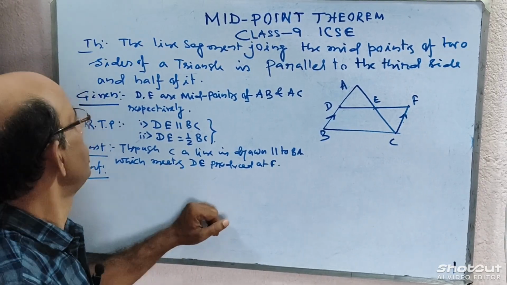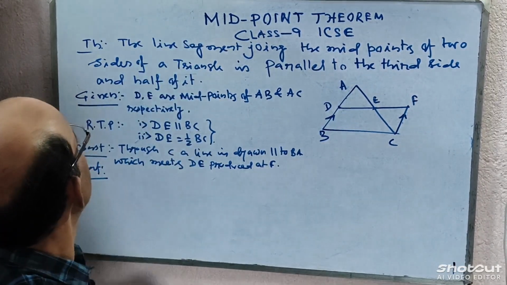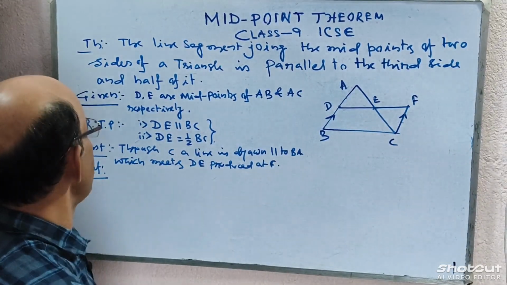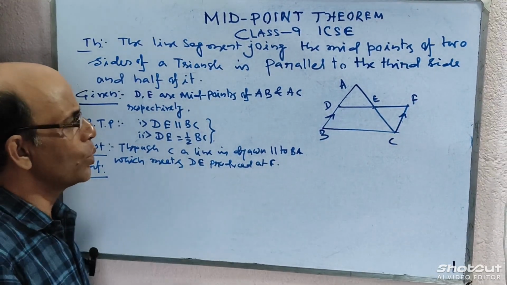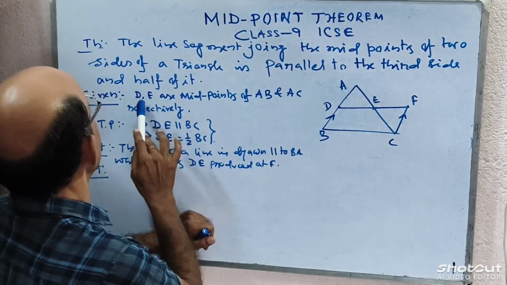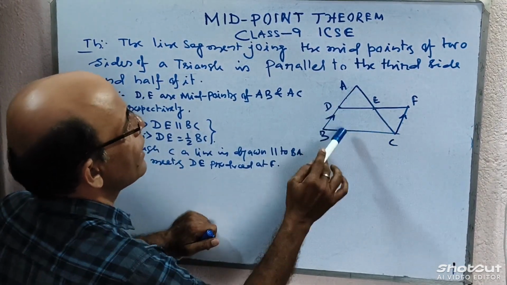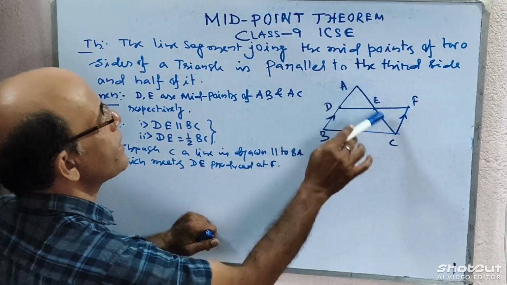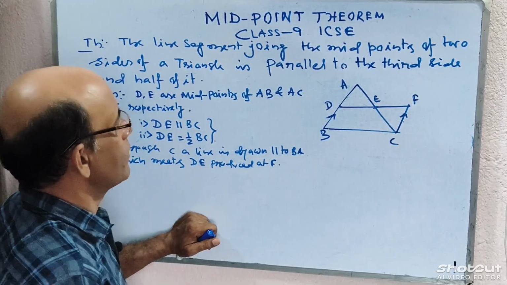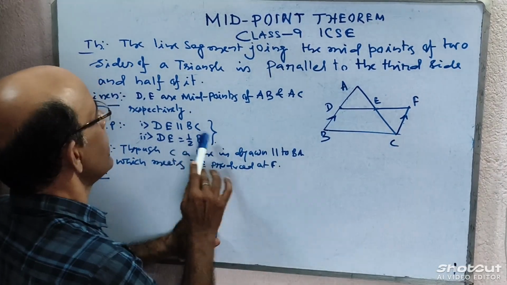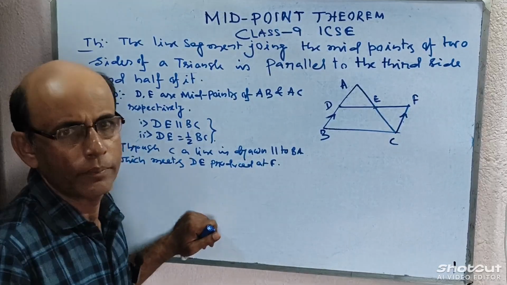Let's start. Main theorem. What is the main theorem? The line segment joining the midpoints of two sides of a triangle is parallel to the third side and half of it. ABC is the triangle in which D is the midpoint of AB and E is the midpoint of AC. You have to prove that DE is parallel to BC and DE equals half of BC.